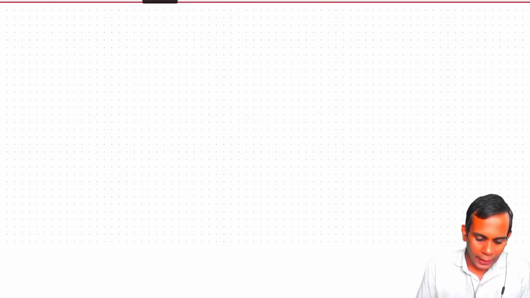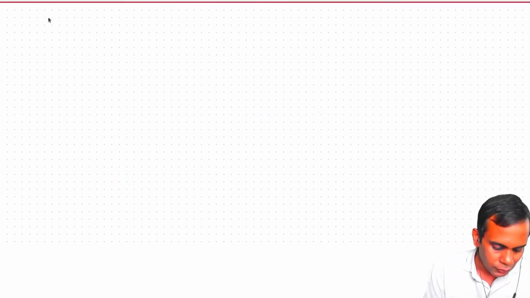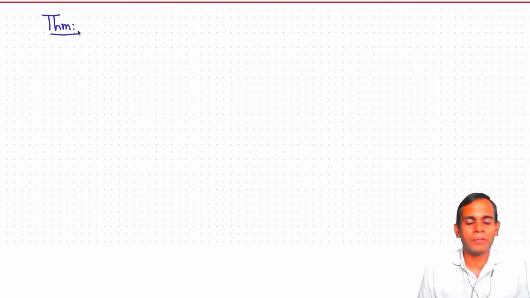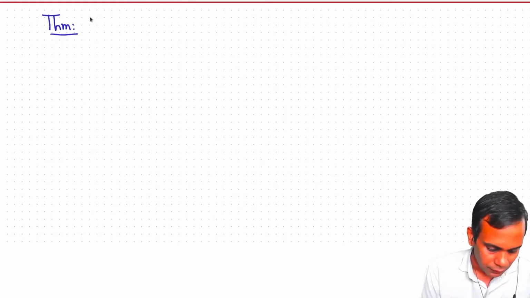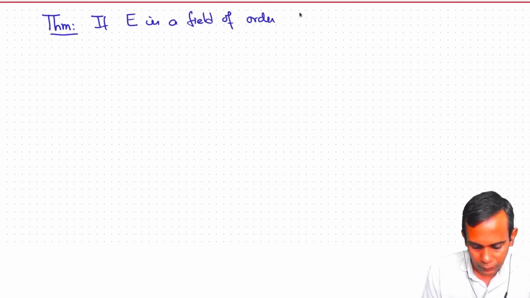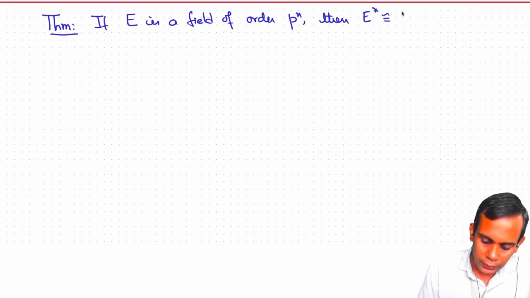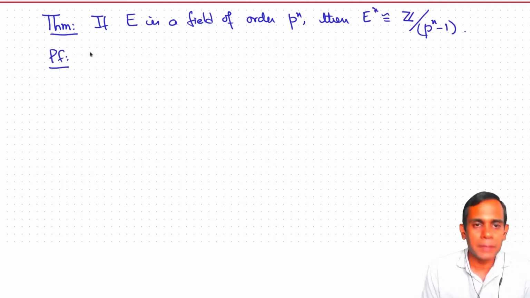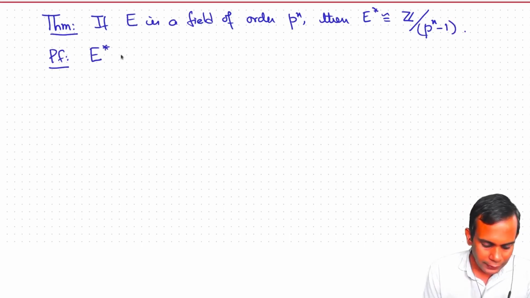So now let's look at finite fields. So the multiplicative group of a finite field. So theorem, and this actually is an obvious corollary of the previous result. If E is a finite field, if E is a field of order p to the n, then the multiplicative group of E is isomorphic to the cyclic group Z mod p to the n minus 1.